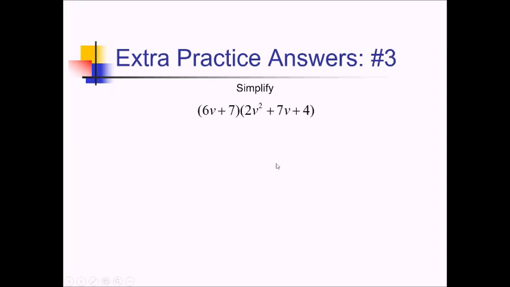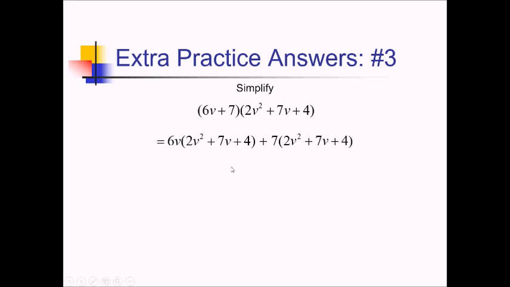To simplify on this problem, I need to multiply these two parentheses together. I'm going to have to use the distributive property here. Specifically, I'm going to be multiplying both 6v and 7 by everything in the second parentheses. So just to take an extra step and write out what I'm actually doing, I've got 6v times that whole second parentheses, plus I have 7 times that whole second parentheses. So there's a total of 6 multiplications that need to happen.